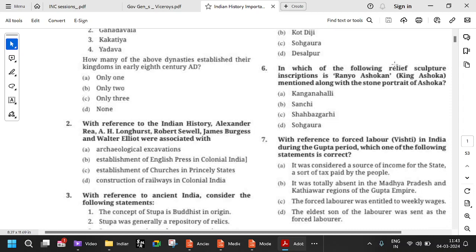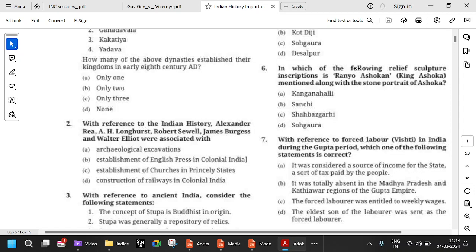So in which of the following relief sculpture inscriptions is Ranyo Ashoka, King Ashoka, mentioned along with the stone portrait of Ashoka? Kanganahalli, which is in Karnataka, near a famous temple, the Chandrala Parameshwari temple, near the Bhima river. That is famous for this inscription, and that inscription is also in Brahmi. If you look at Ashokan inscriptions in this part, they're in Brahmi. In the northwestern part, they're in the Kharoshthi script. Kharoshthi is a script in the northwestern part, along with Greek and Aramaic.